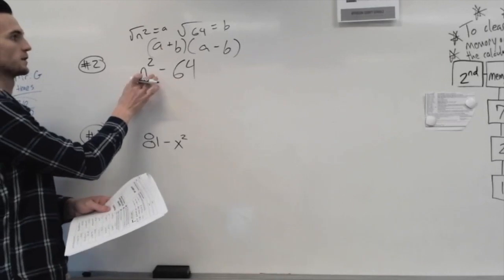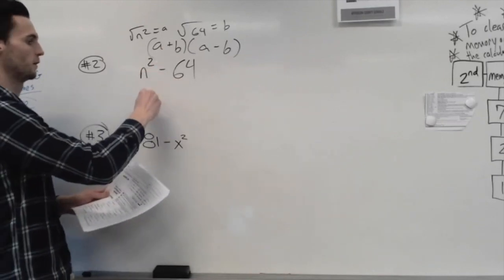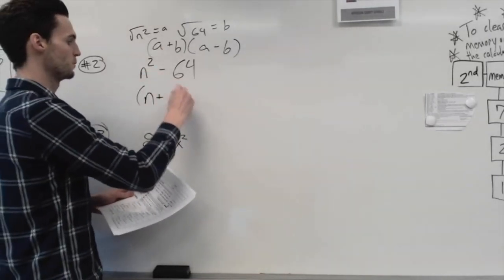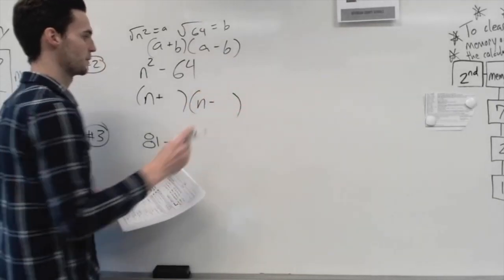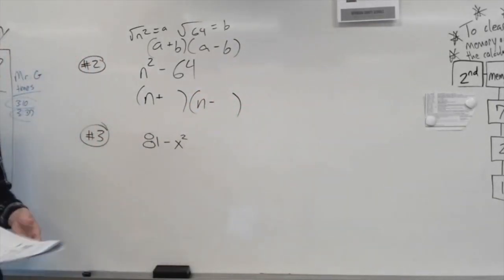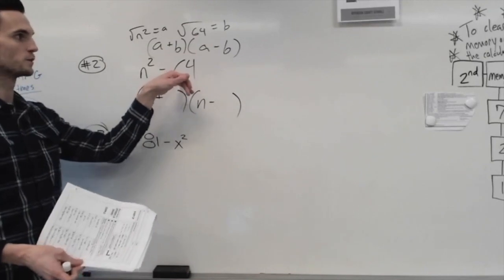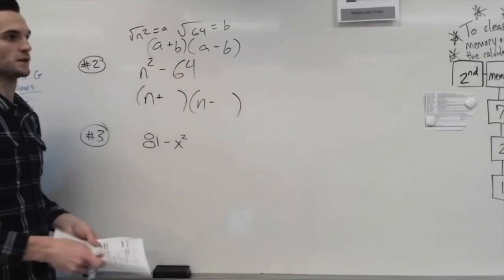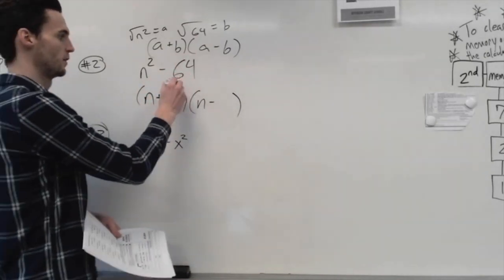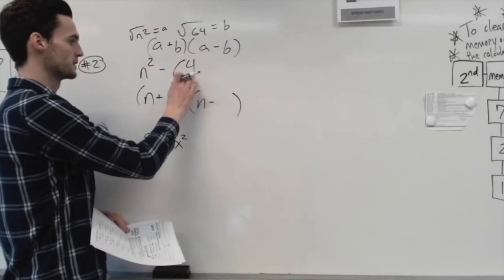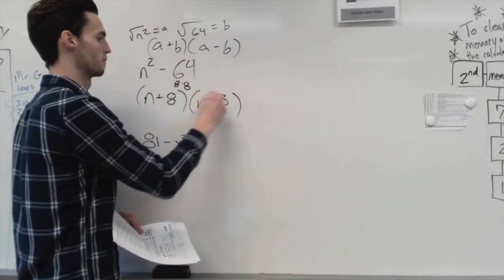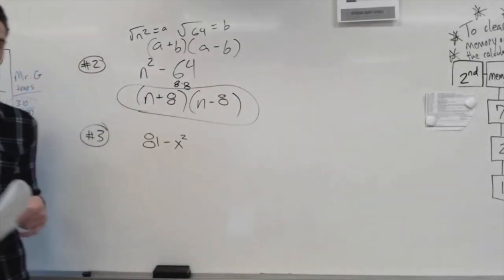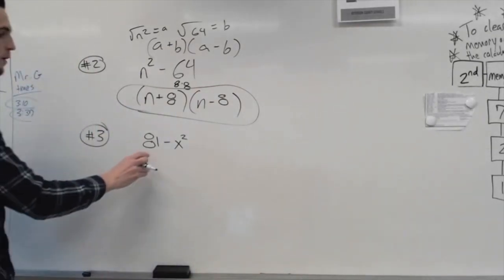So the square root of n squared is n. So I got n plus something and n minus something. That something is just simply going to be this term, the square root of that. So the square root of that is 8, because 8 times 8 is 64. We got it. Number 3, I'm going to work through.